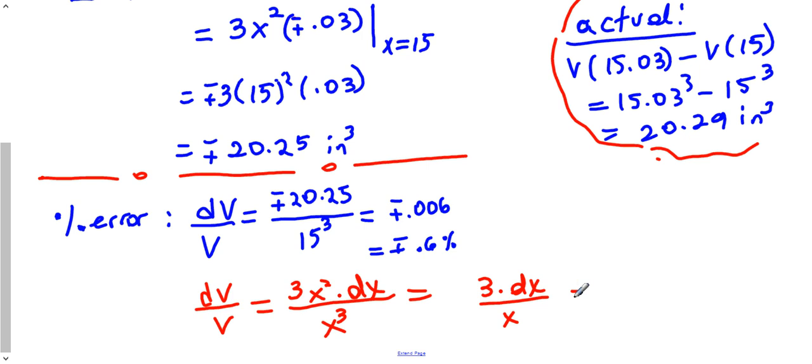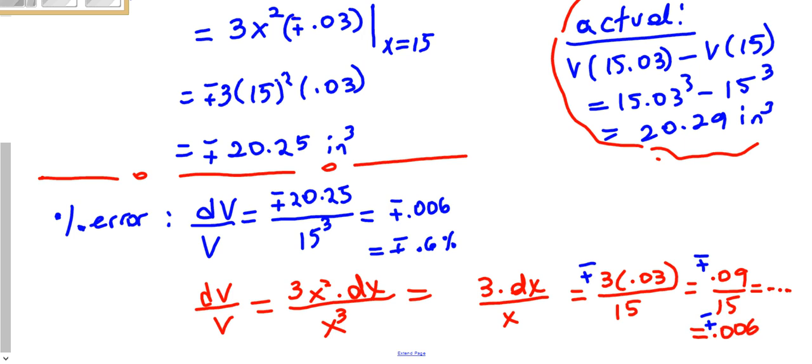And at this point, you could plug the values in. So dx is 0.03 and x is 15. And from here, you could get the same answer, 0.09 over 15. And double check to make sure that that too will give you 0.006. So I just checked it, indeed it is 0.006, and I added my plus or minus because in our case dx is a propagated error which can be represented as plus or minus.